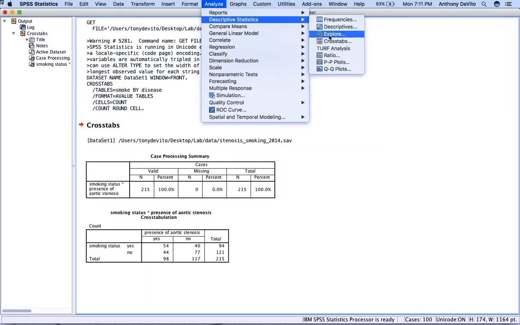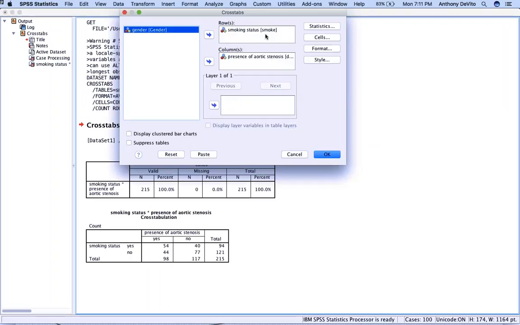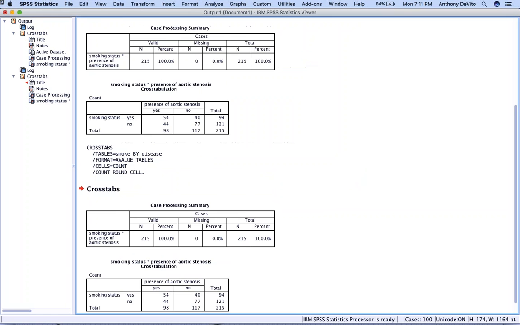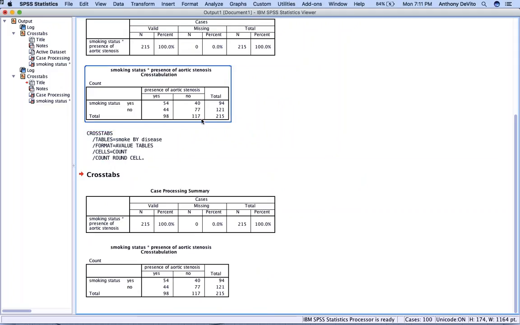I'll do it again. Analyze, Descriptive Statistics, Crosstabs. I move smoking status into rows and presence of stenosis into the columns. Click OK. And here we go. You can see it at the top here now. So what do I have? Out of these 215 patients, I have 54 that are smokers and have aortic stenosis. I have 40 that are smokers and don't have stenosis, and we have 44 non-smokers that have stenosis and 77 non-smokers that do not have stenosis, right?